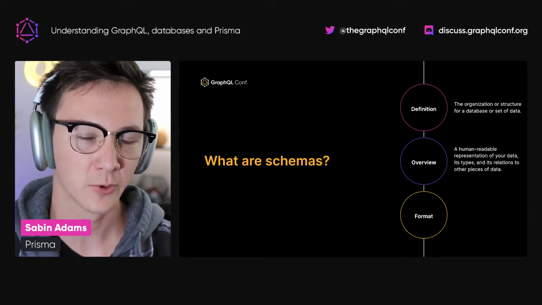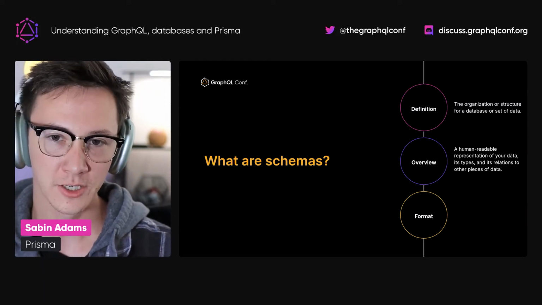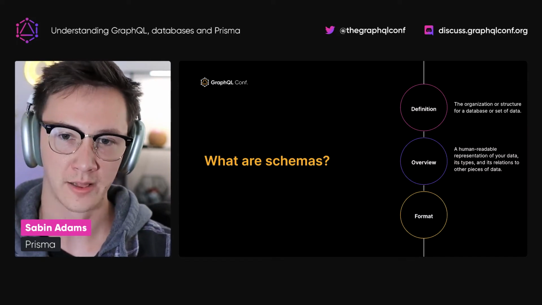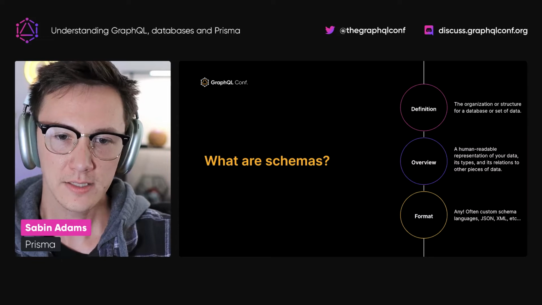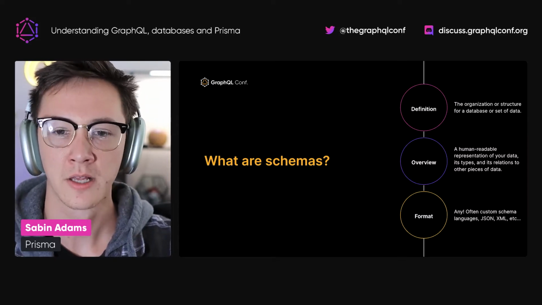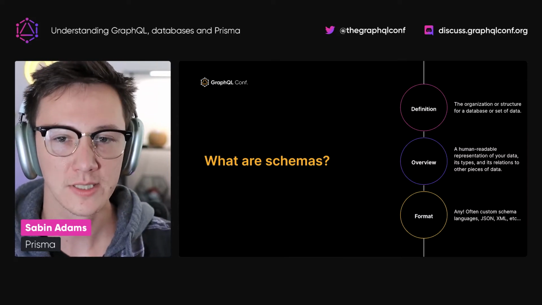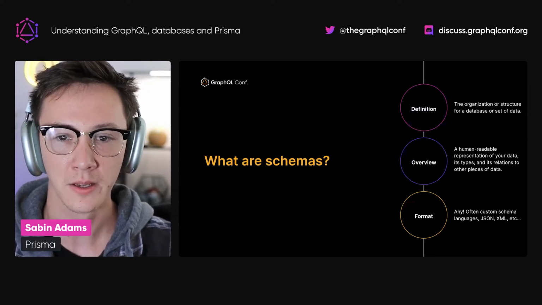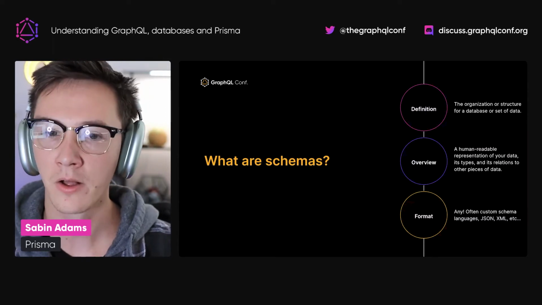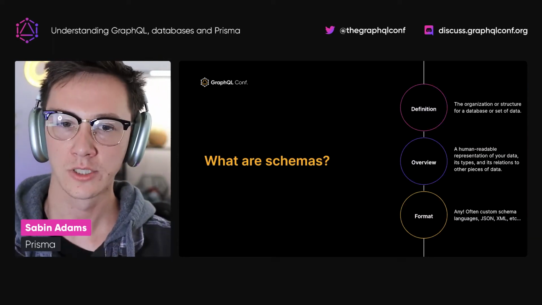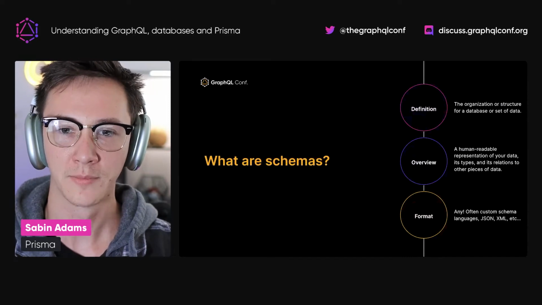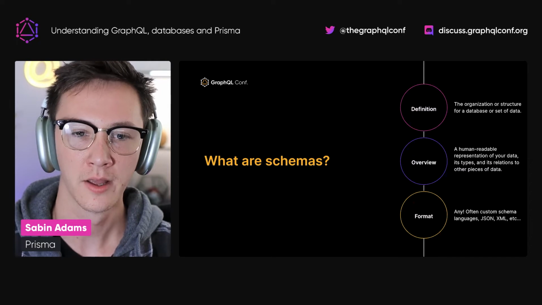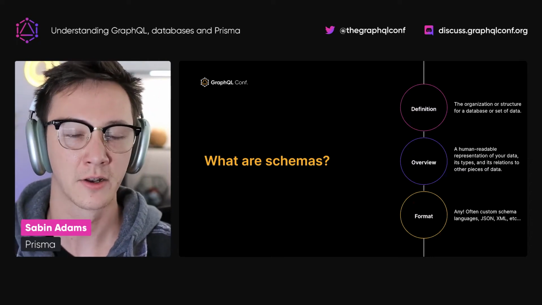And this human readable keyword here, that's what's really important. It should be something that you can look at and sort of understand what's going on, what data is available. And these can follow many different formats. It really depends on how you implement this. Most often you'll see a custom schema language like the Prisma Schema language that we offer at Prisma. There's also JSON, XML. I didn't add it here, but there's DDL, which is data definition language, typically written in SQL. So there's a bunch of different formats. It really just depends on the context of your application and the technologies you're working with.